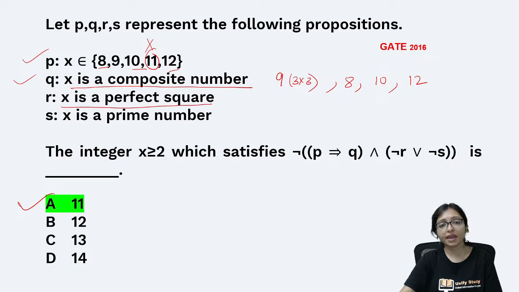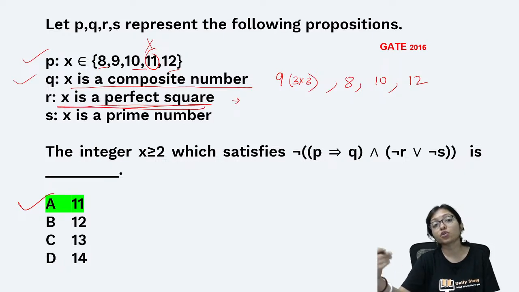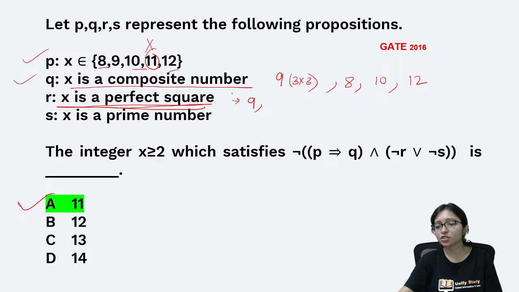X is a perfect square. X is a perfect square means you can write it in the form of a square. 3 square, that is 9. Is there any other perfect square? No other, only 9.